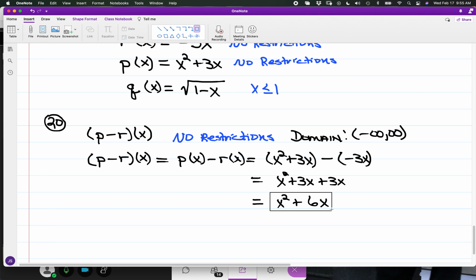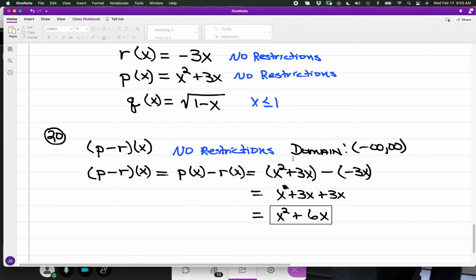Again, this is going to be the result. And since there were no restrictions between p of x and r of x, the no restrictions would roll over to the sum, difference, as well as the product functions. And so we have, once again, the domain to be the set of all real numbers.